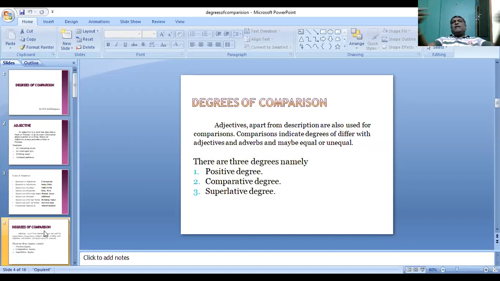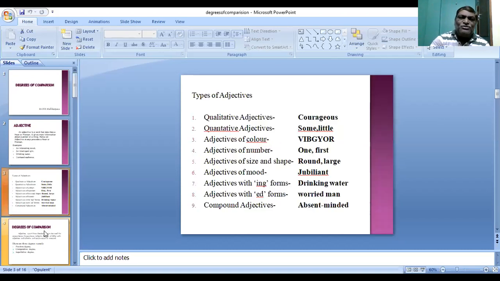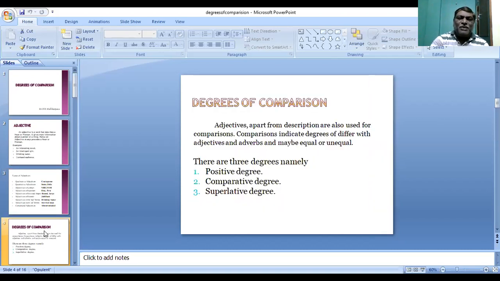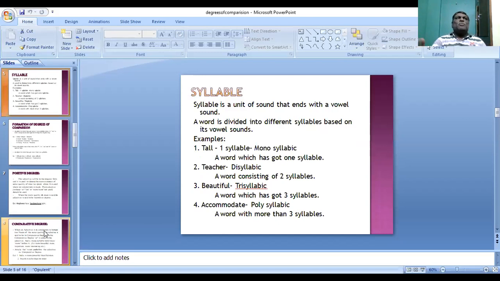And when you take two boys or two girls and say who is taller than the other, you can say A is taller than B and B is not as tall as A. That's how you can use positive degree, comparative degree, and superlative degree.